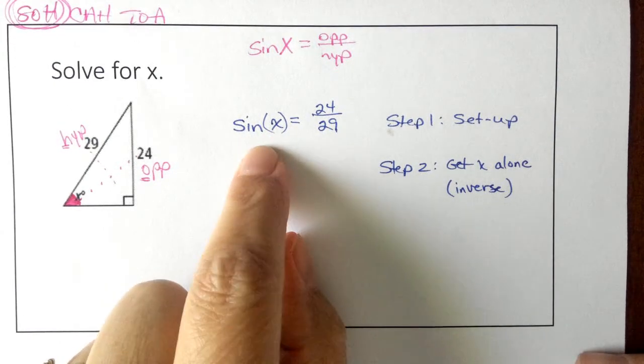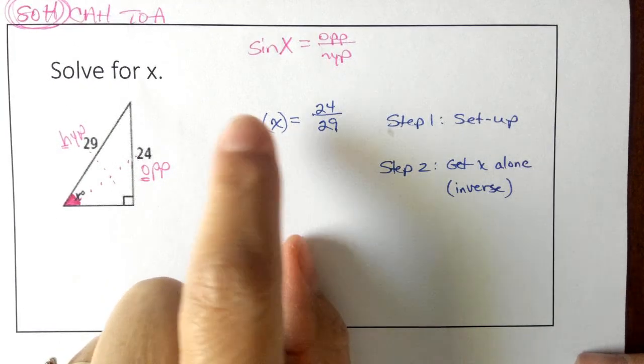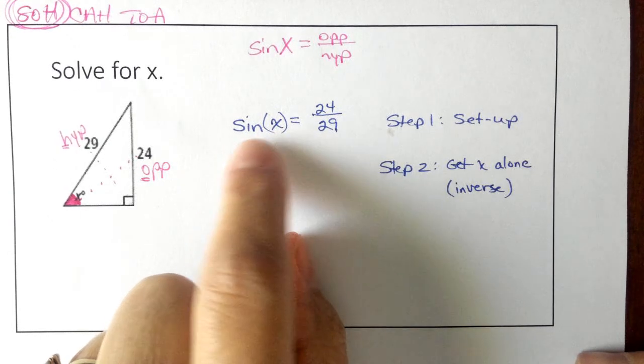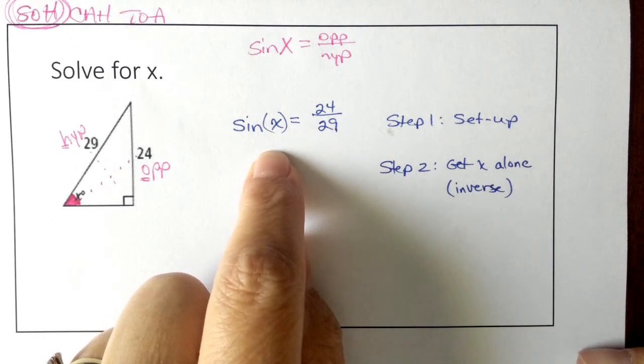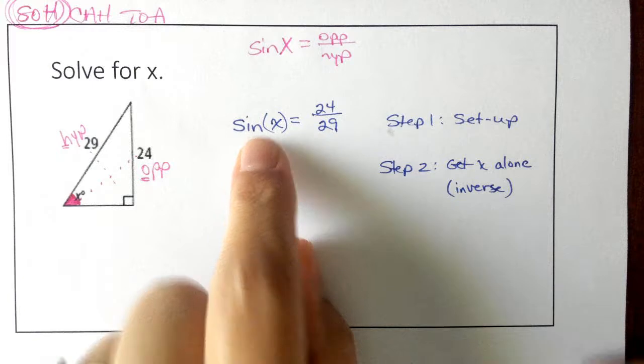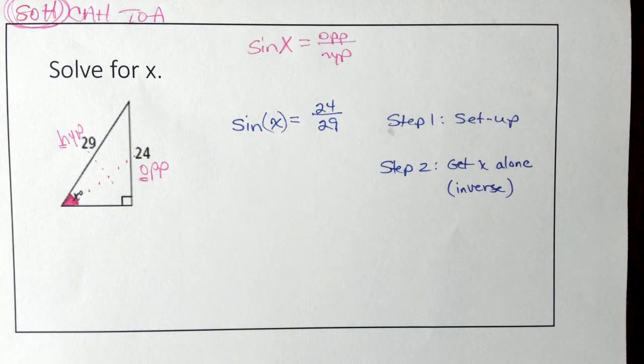And this is not multiplication. This isn't sine times x. This is sine of x. We're doing something to the angle x, not multiplying though. So to make sine go away, we actually have to take the inverse sine of both sides.